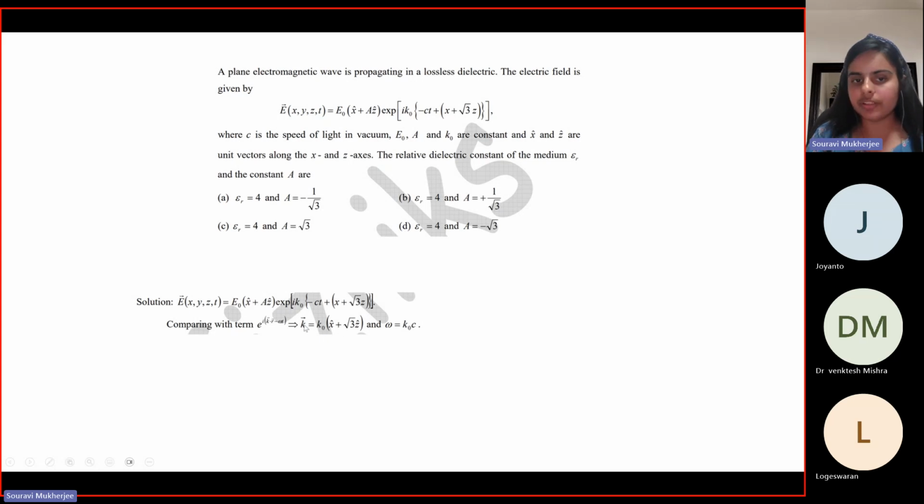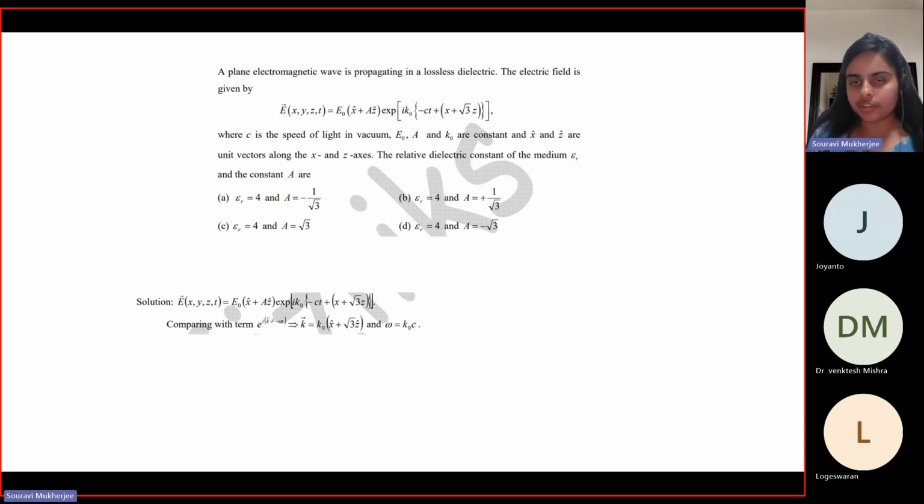So now that you know the wave vector, you know the frequency, you know the electric field. So now you can also try to find the magnetic field if the question asks, right? Now the question here is asking for the dielectric constant of the medium. So how do we find the dielectric constant?